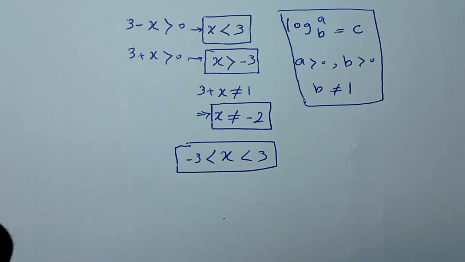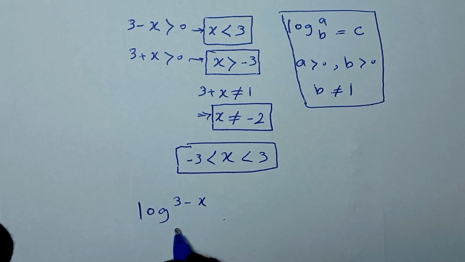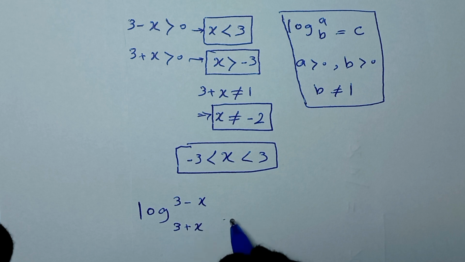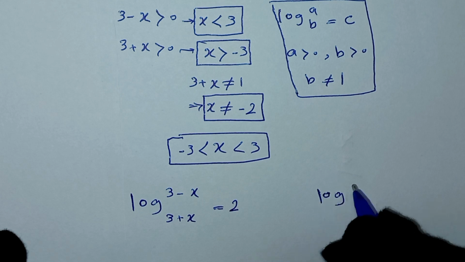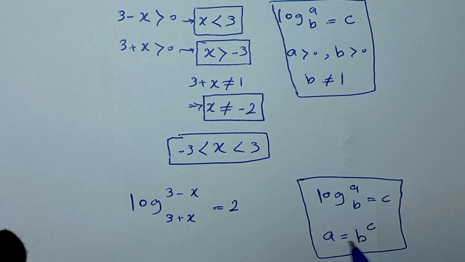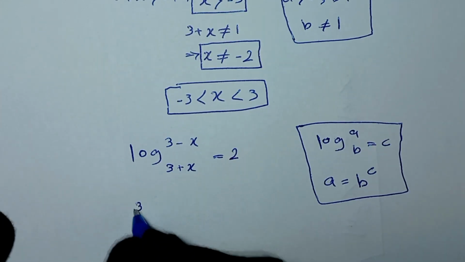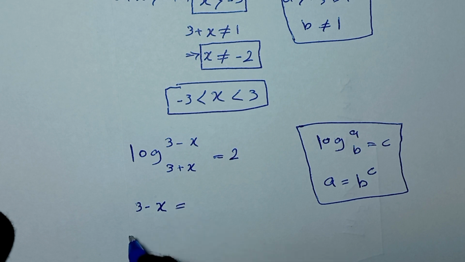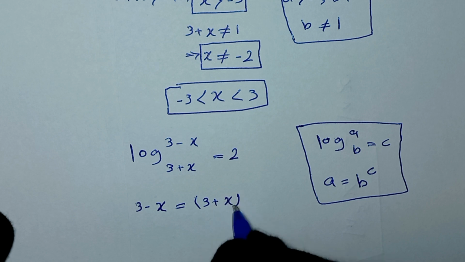Log of 3 minus x to the base 3 plus x is equal to 2. If we have log of a to the base b is equal to c, a is equal to b to the power of c. Okay? A is equal to b to the power of c. So in here, a is 3 minus x, 3 minus x is equal to b to the power of c. b is 3 plus x to the power of c. c is 2.